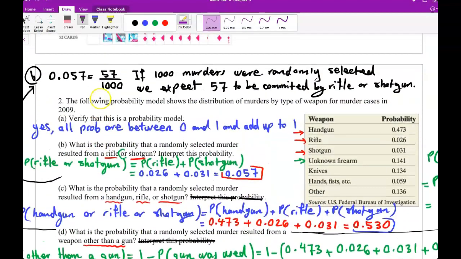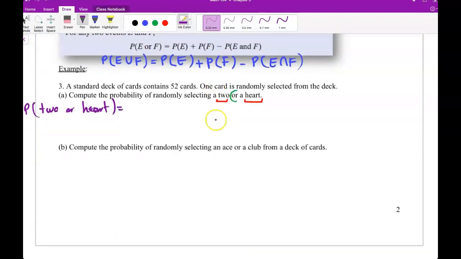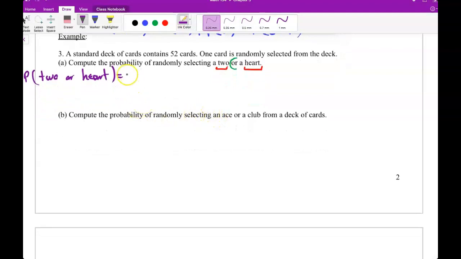Okay, let's go back here. Now here we have heart, and how many of that do we have? We have 13, and here is 2. See, we have something in common. We have heart, and also that is 2. So that's why here we have an intersection between these two events. So the probability of 2 plus the probability of heart. And after that, you should subtract the probability of 2 and heart.